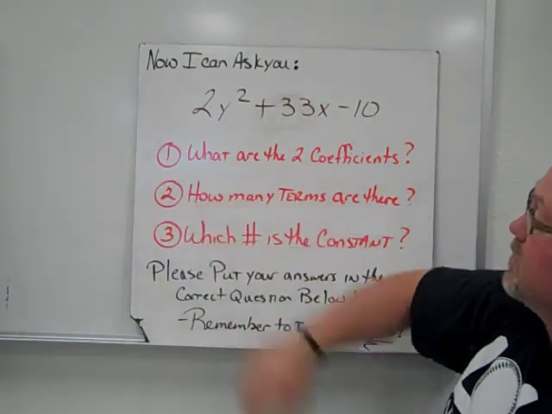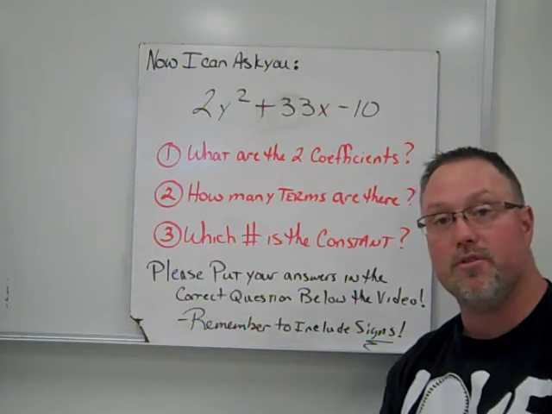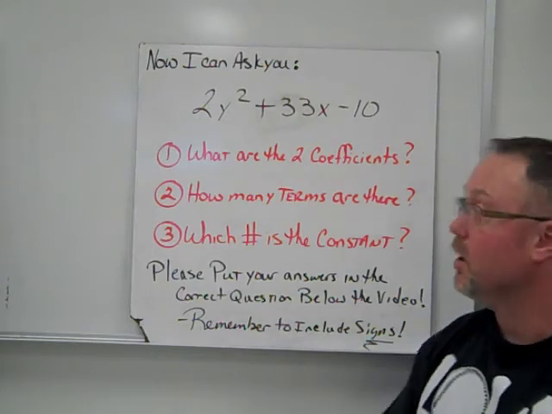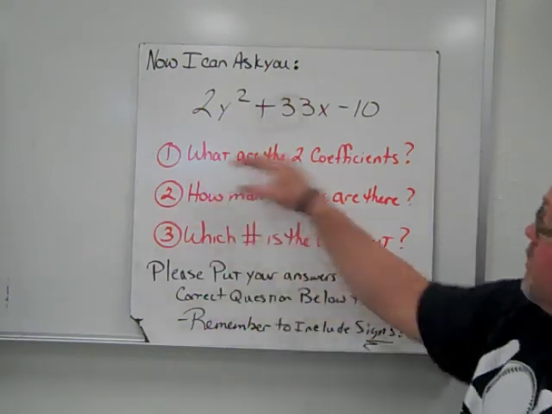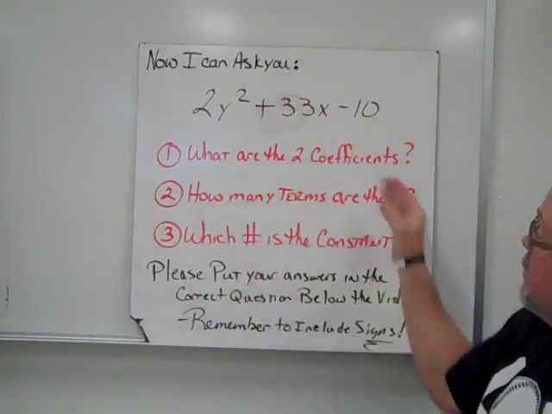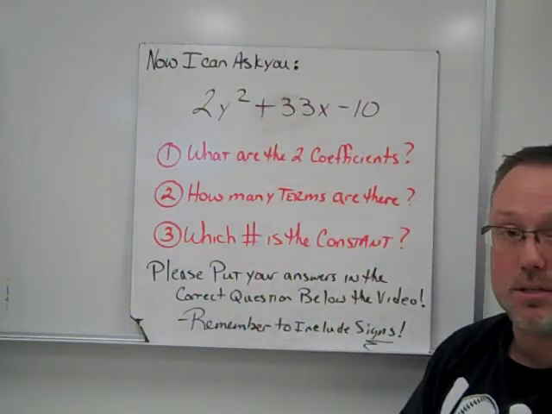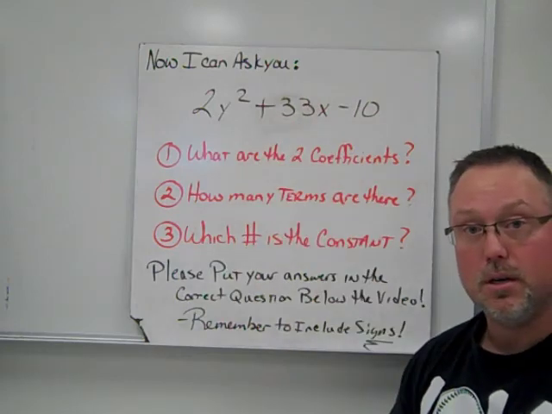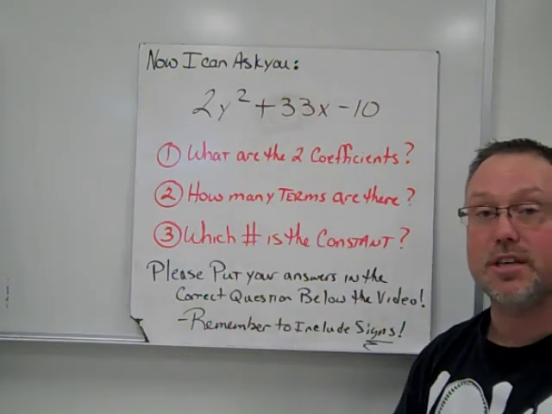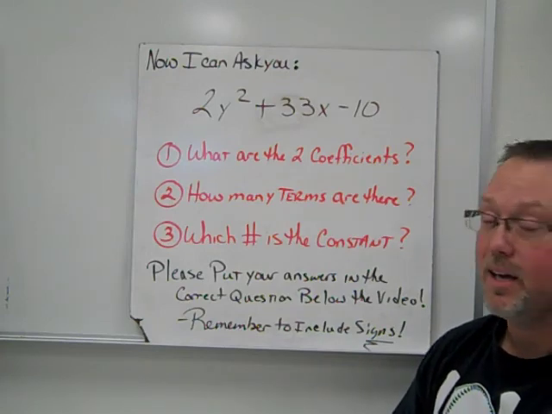Here are your 3 questions that I want you to answer on the survey questions on the form underneath the video. Each one will represent each question, so 1, 2, and 3. So what are the 2 coefficients? How many terms are there? What is the number of the constant, or which number is the constant? This goes to these 3 questions. So complete the question set, bring your notes, start working on them. It's not that hard.